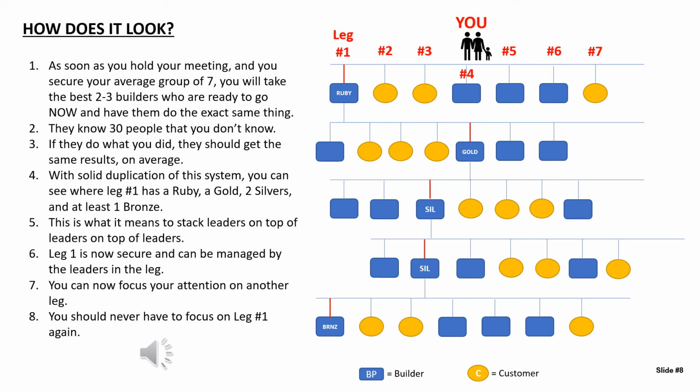What does it look like? You have a ruby on top of a gold, on top of a silver, on top of a silver, on top of a bronze. Okay? When that happens, that's what's called leaders on top of leaders on top of leaders. That means that leg is never going to die.